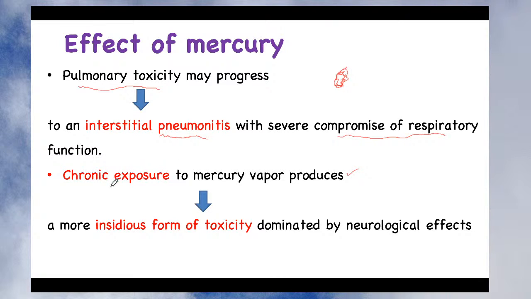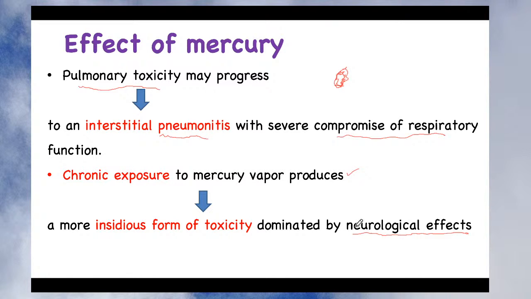Since you are exposed to a very low dose of mercury, you do not immediately show the signs and symptoms of mercury poisoning, but it is insidious in nature. The toxicity progresses very slowly, and then it is dominated by neurological effects. So initially, when you are exposed to a low dose of mercury, you may see some symptoms of respiratory dysfunction, but after that most of the symptoms are related to your neurons, so the neurological effects are dominated as compared to the effect on the respiratory system.